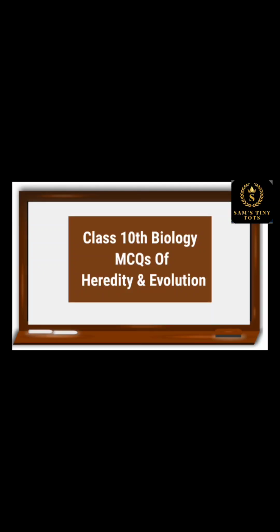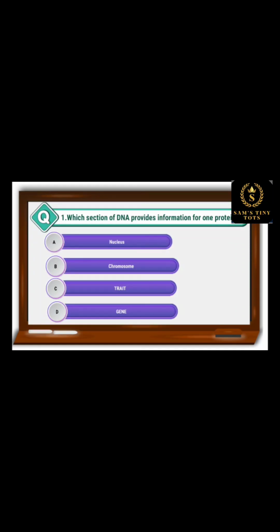Class 10th Biology MCQs of Heredity and Evolution. 1. Which section of DNA provides information for one protein? Option A nucleus, option B chromosome, option C trait, and option D gene. And the correct option is option D gene.